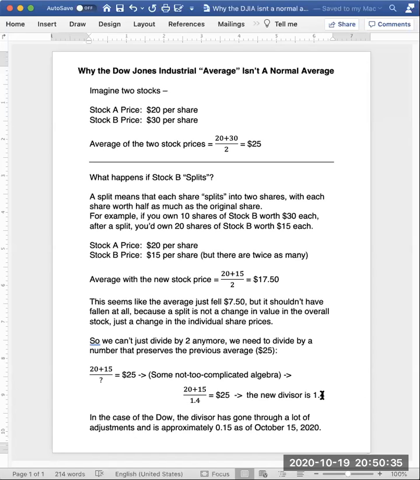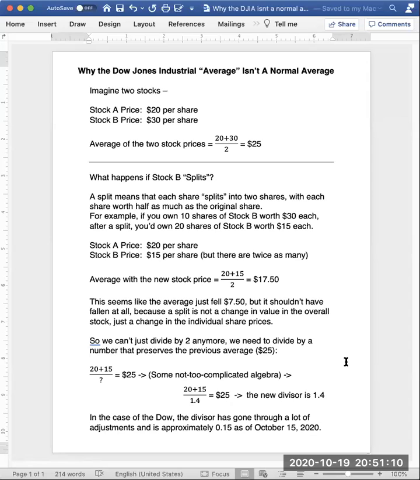Now, what does 1.4 mean? Well, it means that before I had two stocks, and now I have this idea that one of the stocks that I'm adding is not quite a full stock. So I'm dividing by less because it represents less. Now, we could have a big argument about whether this actually works, or whether it maybe overemphasizes stock A while underemphasizing stock B. We could have a lot of interesting conversations. But the Dow doesn't have these.